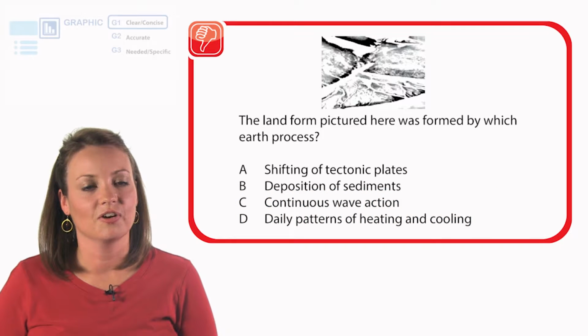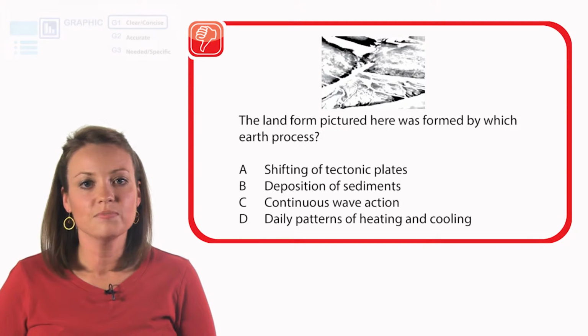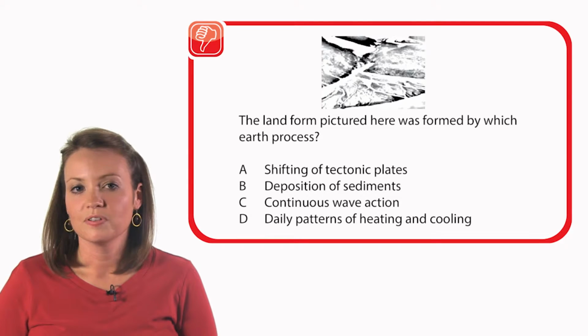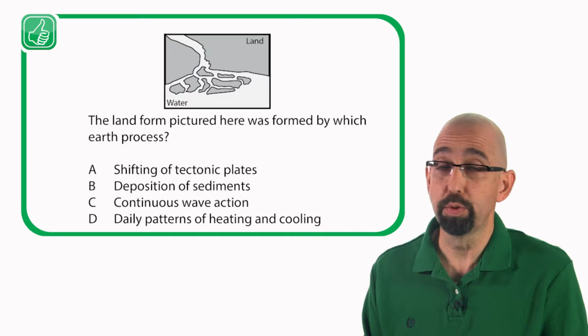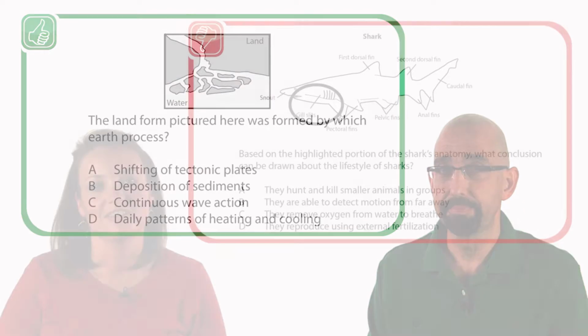This example fails at criterion G1, clear and concise. The example is flawed because the graphic is unclear. Photographs typically do not reproduce well when copies are made. This example was improved by removing the photograph and replacing it with a labeled drawing.